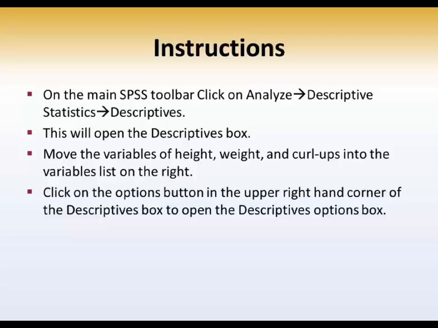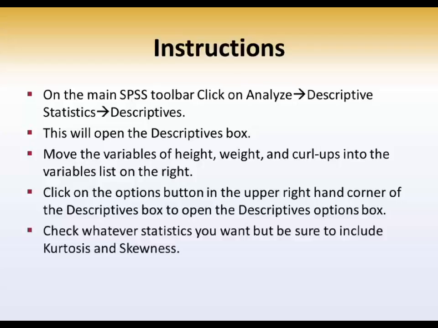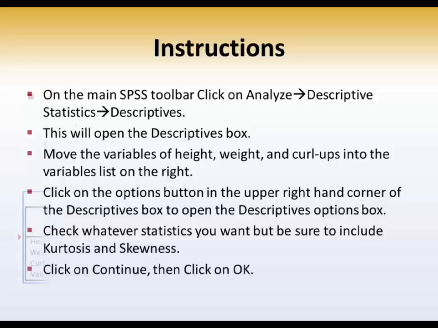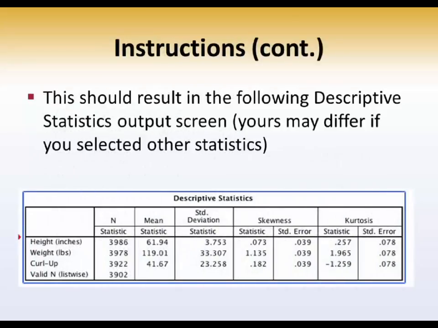Click on the Options button in the upper right-hand corner of the Descriptives box to open the Descriptives Options box. Here you can check whatever statistics you want, but be sure to include kurtosis and skewness. Now you click Continue and click on OK. Your output would look something like this.